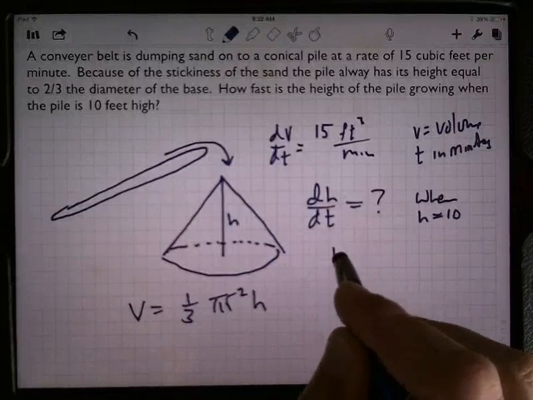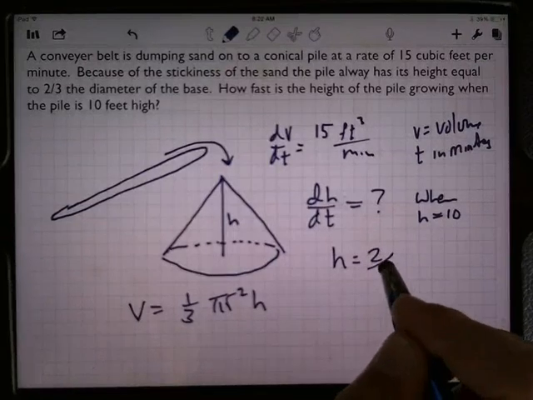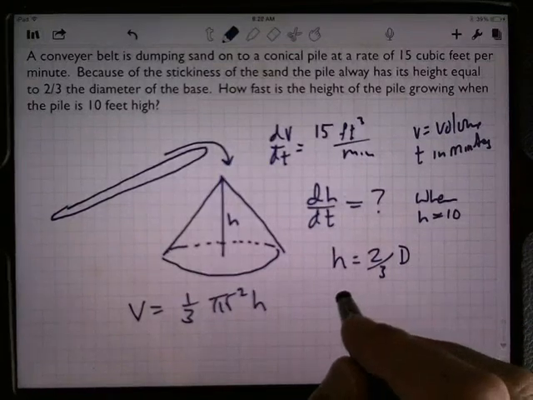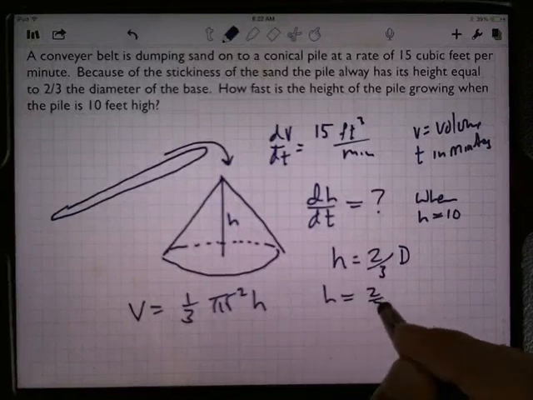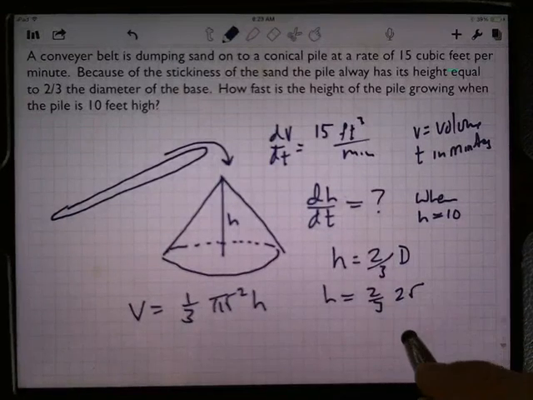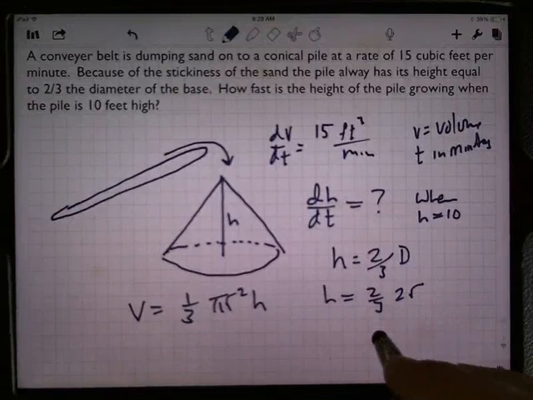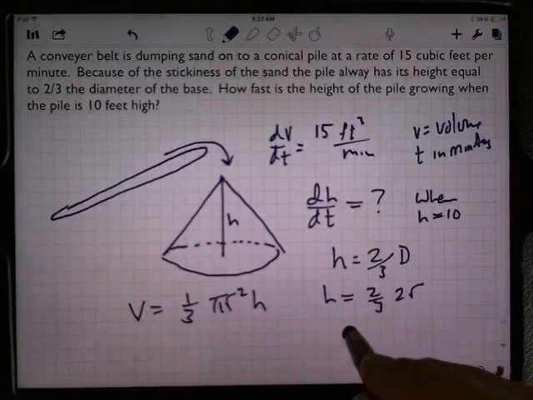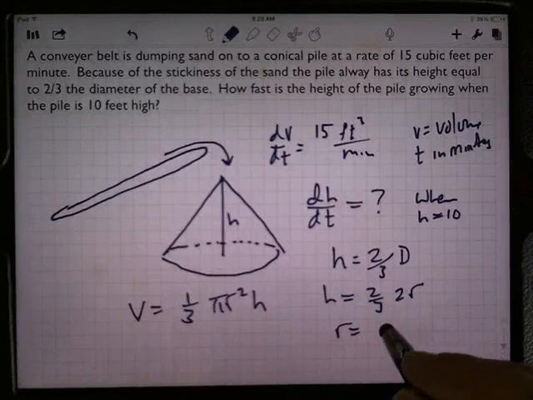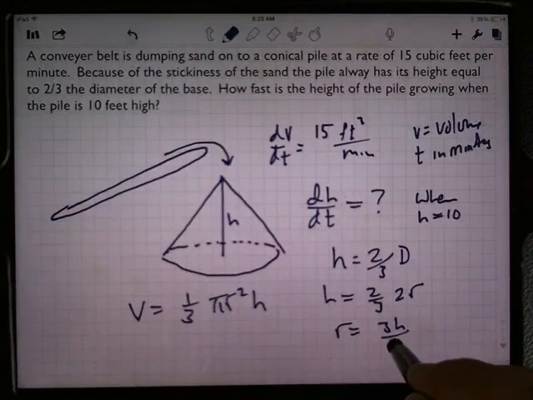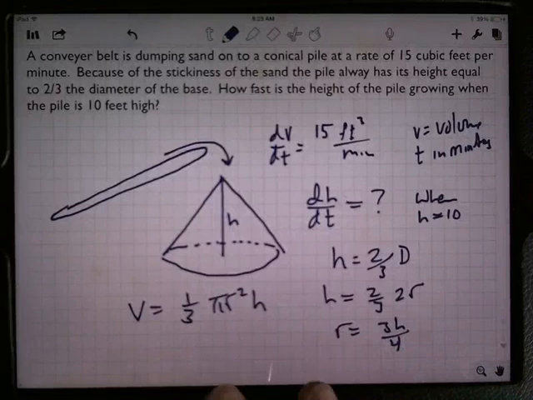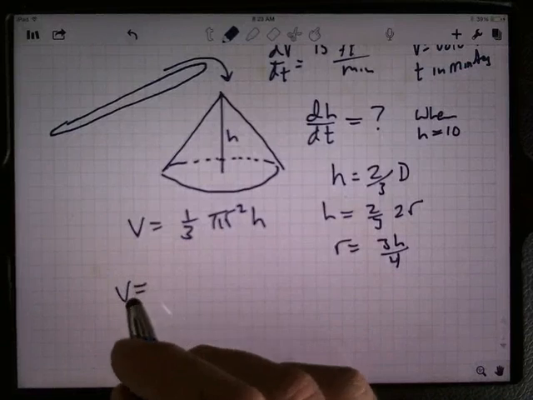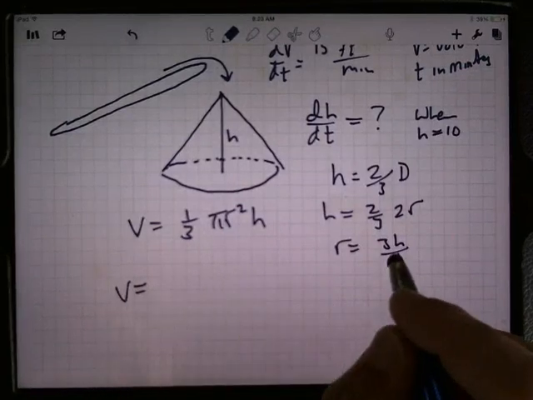So I know that the height is always 2/3 the diameter, and I know that the diameter is twice the radius. So I have the height is 2/3 times 2r. What I want to do is get rid of the radius, so I'm going to solve for the radius here. The radius is 3h over 4. So I'm going to plug that in here and get a relationship that contains just the volume and the height.